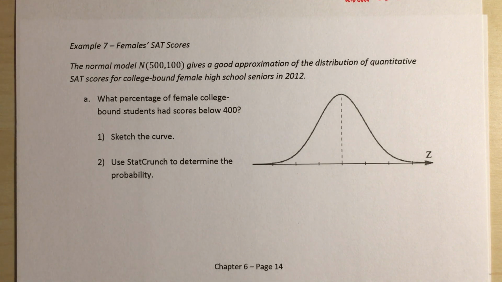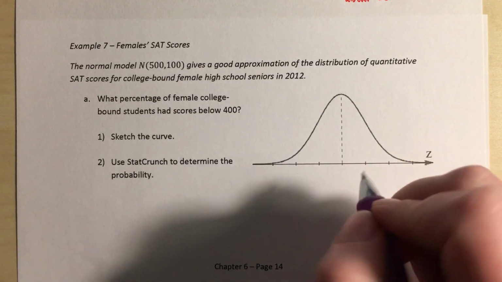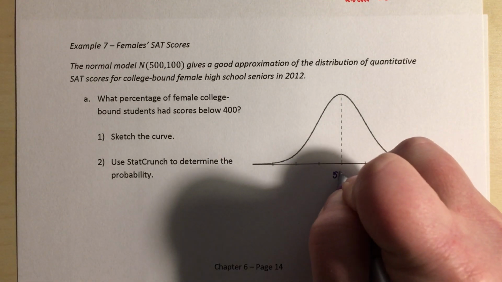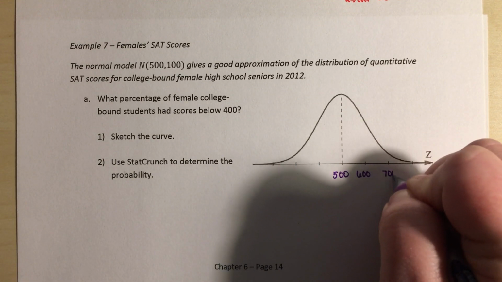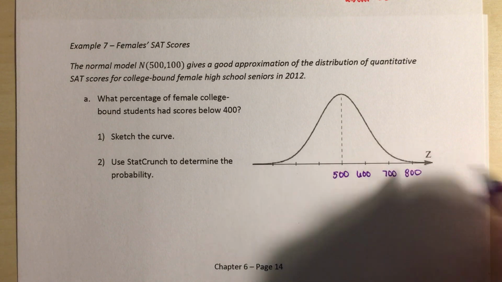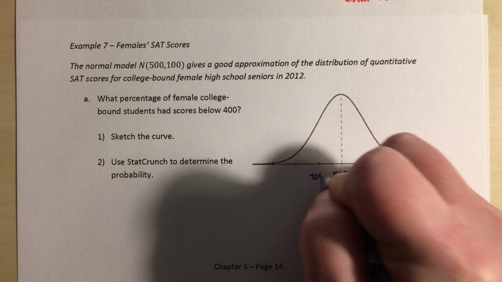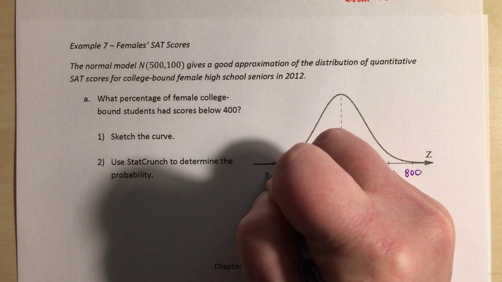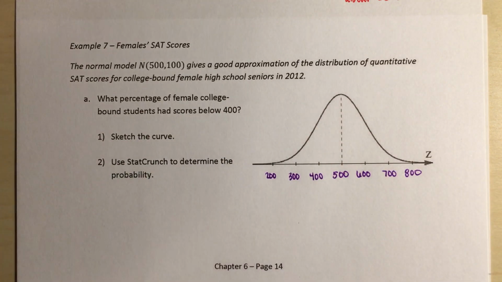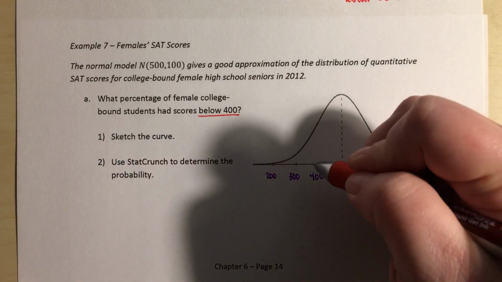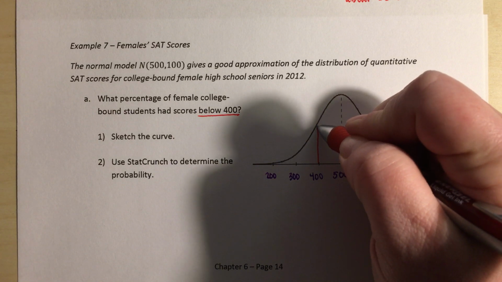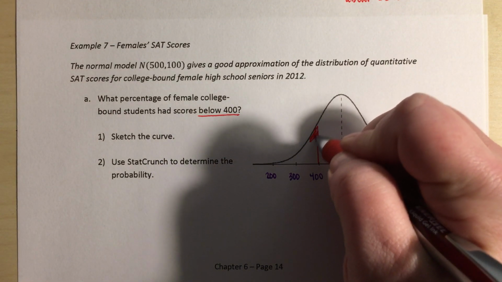So the first thing that we're going to do is sketch our curve and label it. Our mean is 500, so that's going to go in the center here. Our standard deviation is 100, so it makes it nice and easy. We have 600, 700, and 800 going up, and then we subtract, we get 400, 300, and 200 going down. We are looking for the percentage of students that had scores below 400, so we would draw a line in at 400 and shade to the left.